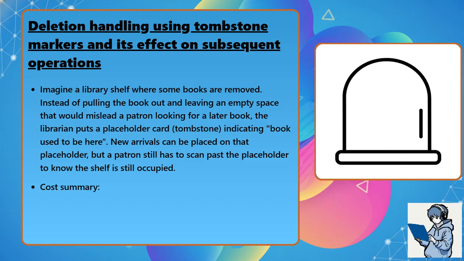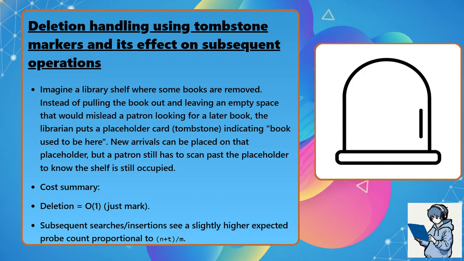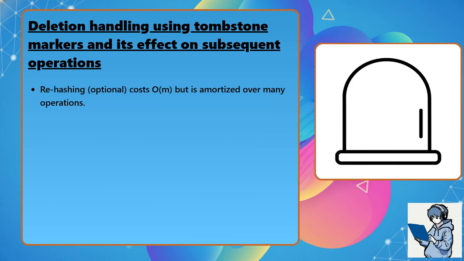A cost summary. Deletion equals O(1), just mark. Subsequent searches and insertions see a slightly higher expected probe count proportional to (N + T)/M. Rehashing, optional, costs O(M), but is amortized over many operations.